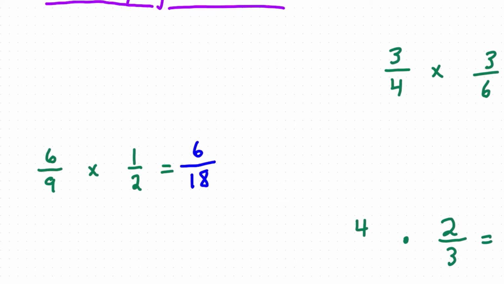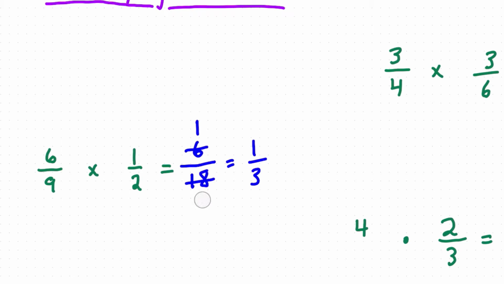That is not simplified, so we need to simplify our answer. We need to think what number can go into both 6 and 18. 2 could go into both, but a bigger number that would work would be 6. So we take 6 divided by 6 and get 1, and 18 divided by 6 and get 3. Our answer would be 1/3. That would be our answer that way.